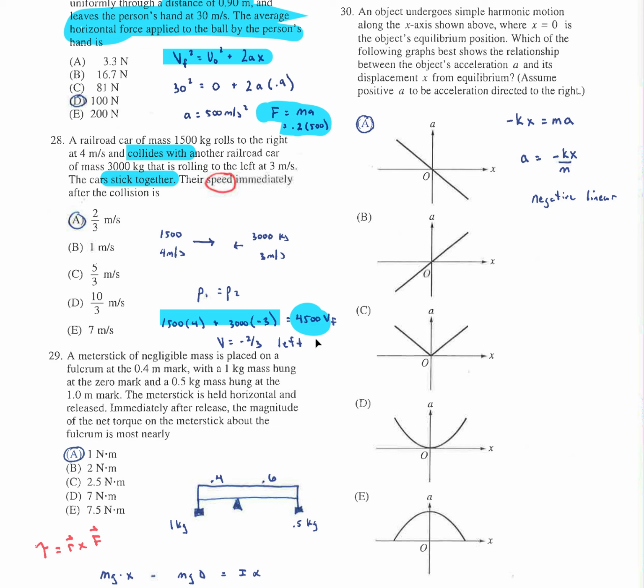So you just conserve momentum. You get -2/3, which does mean it's going left, but they say speed, so they're just ignoring the fact that it's a negative because it's left. And so then you just circle the answer.